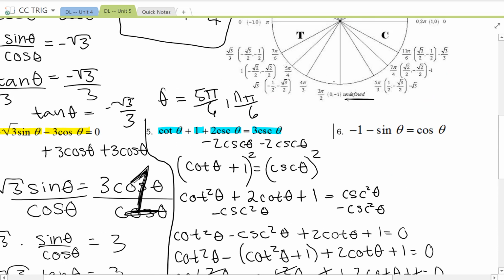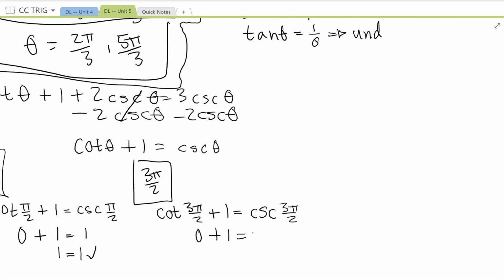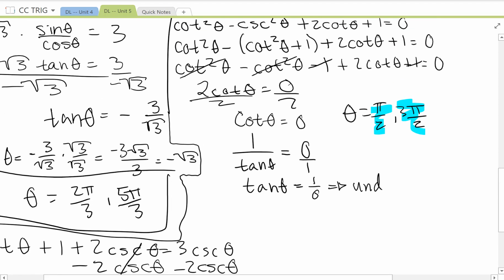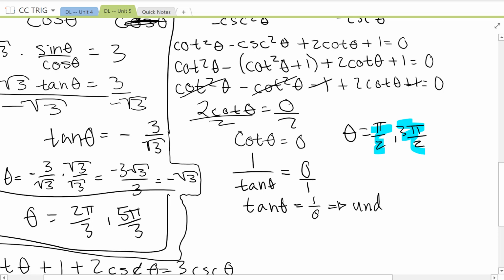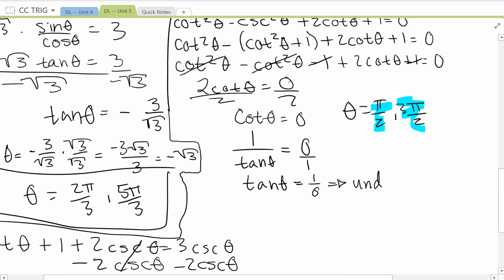Cosecant is the reciprocal of sine. So what is the reciprocal of negative 1? Negative 1. Does 0 plus 1 equal -1? No, it does not. 3 pi halves is not a solution. It appears to be a solution because we squared this and added in more solutions than were truly there.